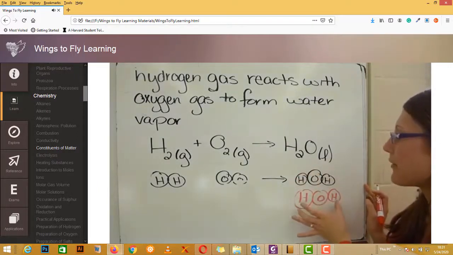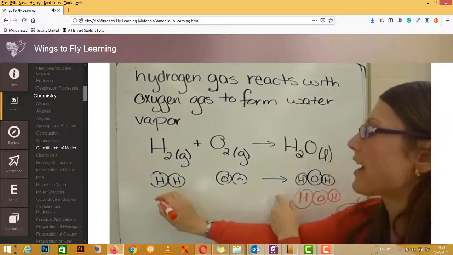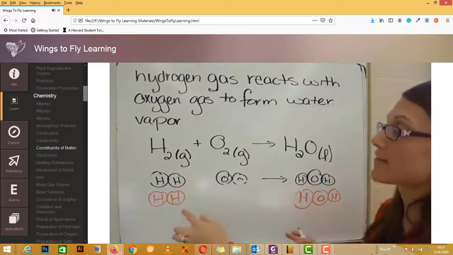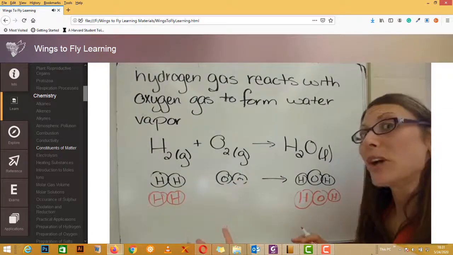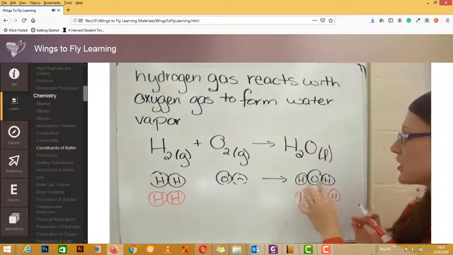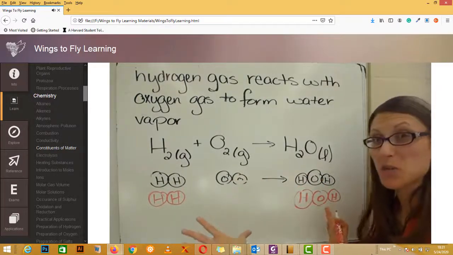I now have 4 hydrogens on the right, only 2 on the left. And so I need to add 2 more hydrogens to the left side of this equation. By doing so, I fixed it. I have 4 hydrogens, 2 oxygens, 1, 2, 3, 4 hydrogens, and 2 oxygens. So my picture is great.